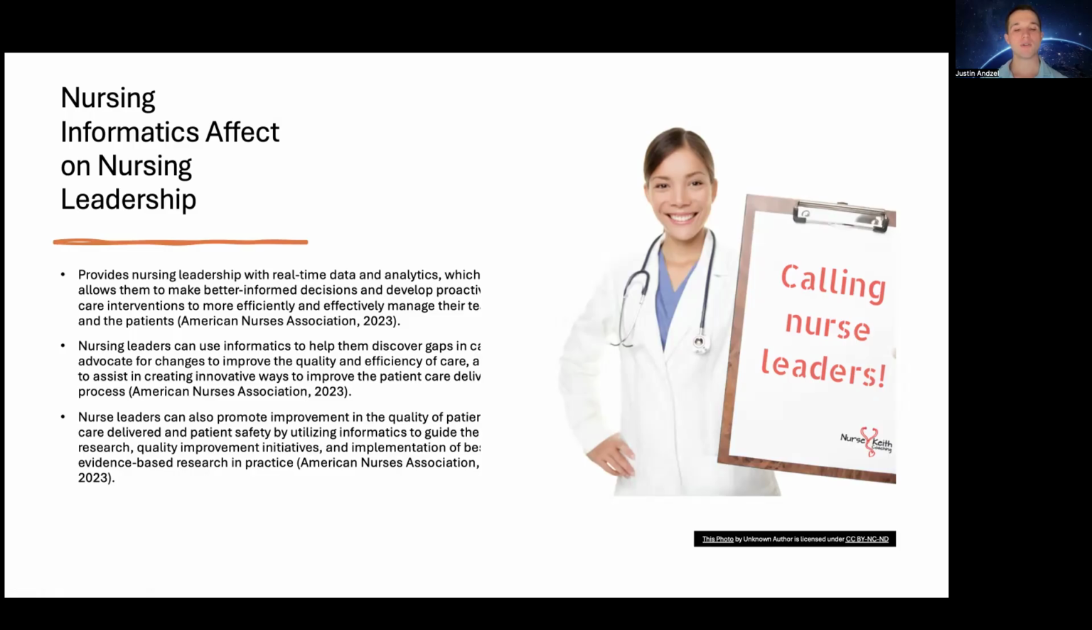Nursing leaders can also use informatics to help them discover gaps in care, advocate for changes to improve the quality and efficiency of care, and to assist in creating innovative ways to improve the patient care delivery process. Nurse leaders can also promote improvement in the quality of patient care delivered and patient safety by utilizing informatics to guide their research, quality improvement initiatives, and implementation of best evidence-based research and practice.